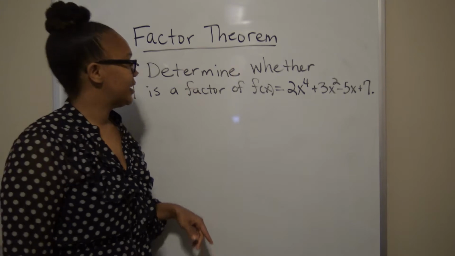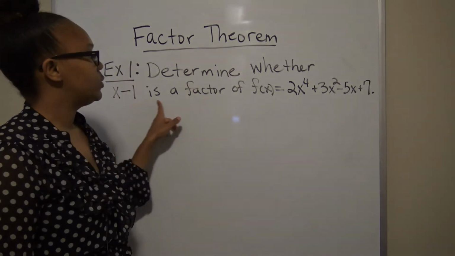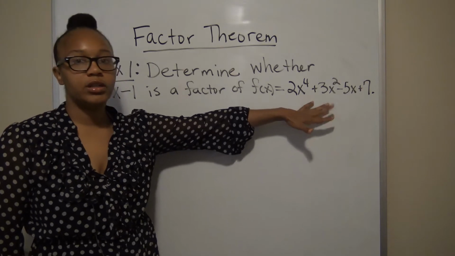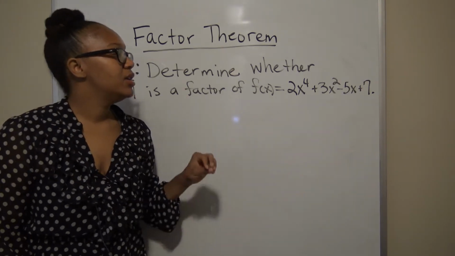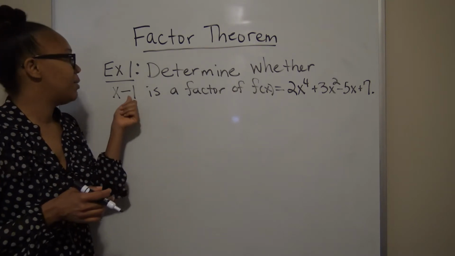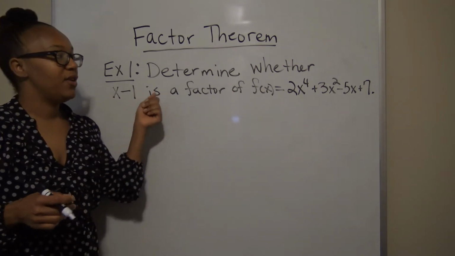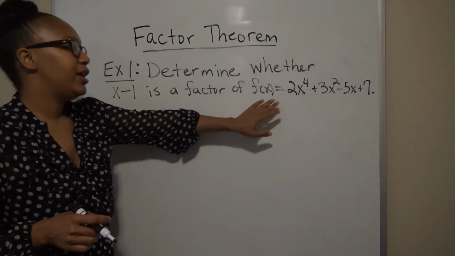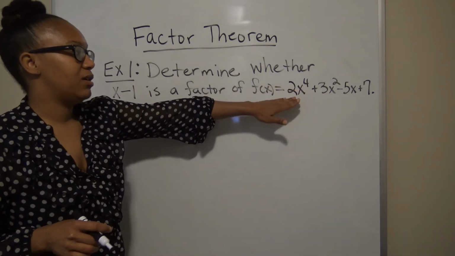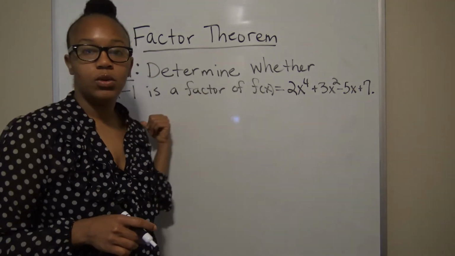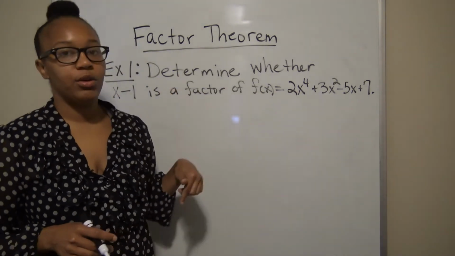Okay, in this first example, we want to determine whether x minus 1 is a factor of this polynomial, f of x equals 2x to the 4th plus 3x squared minus 5x plus 7. If we think about the factor theorem, x minus k is a factor if f of k equals 0. So we could do one of two things. We could put a k in here and work it out to see if it comes to be 0, or we can use synthetic division with k equal to 1 and see if the remainder is 0.